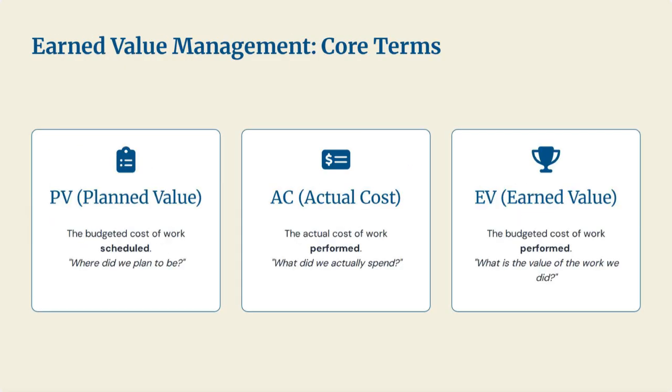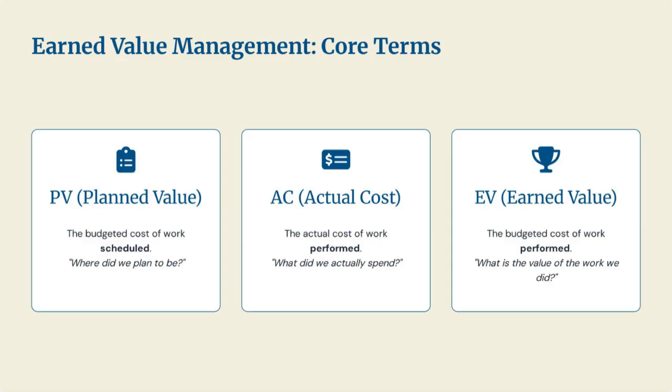To do this, a system called Earned Value Management, or EVM, is used. These are the three most important terms to know. First, PV, plan value. This is the budgeted cost of work scheduled. Think of it as, based on the plan, how much work was expected to be done by today and what is its budget? Second, AC, actual cost. This is the actual cost of work performed. This is the simple one. How much money has actually been spent to date?